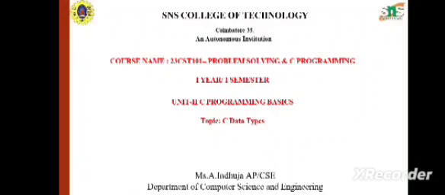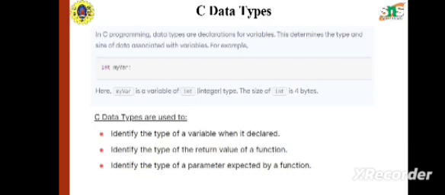Now we are going to see about data types in the C programming. So let's move on to the topic. So data type, what is a data type? In C programming, data types are declarations for variables. This determines the type and size of data associated with a variable.